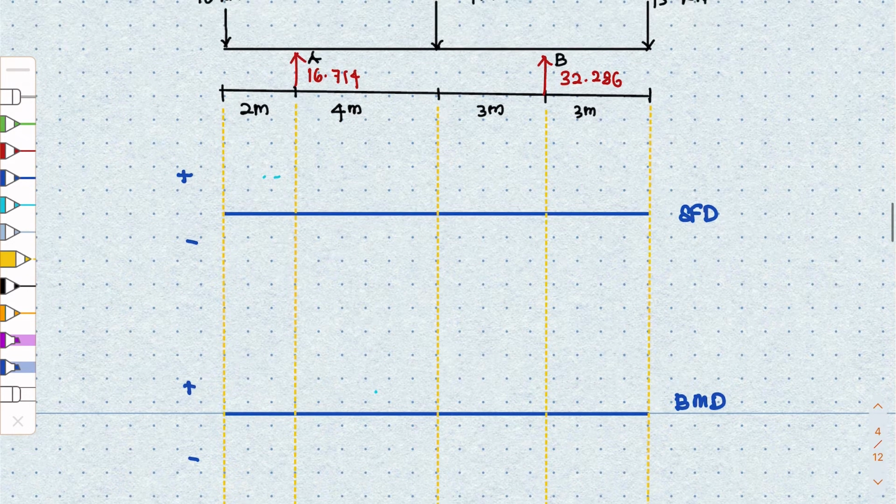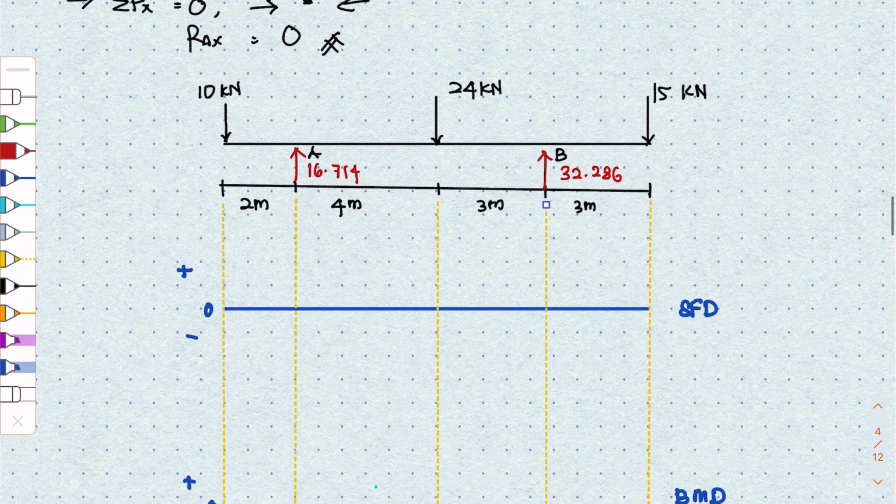Okay, so SFD and BMD sama je macam cara sebelum ni. So ini kosong dan kosong. First, macam mana pun the SFD will start ke dekat kosong. And at the same point, yang ada 10 kilonewton tu, dia turun ke bawah sebanyak 10, which is negative 10. Dan tak ada loading at all for 2 meter, dia akan go straight.